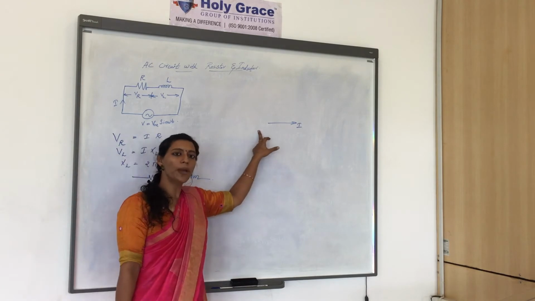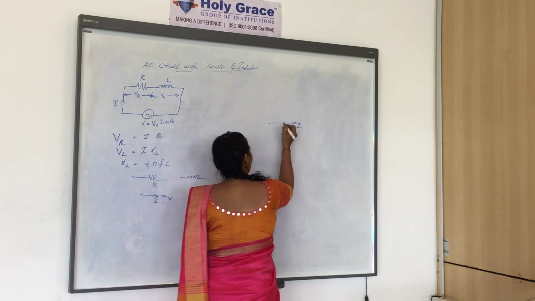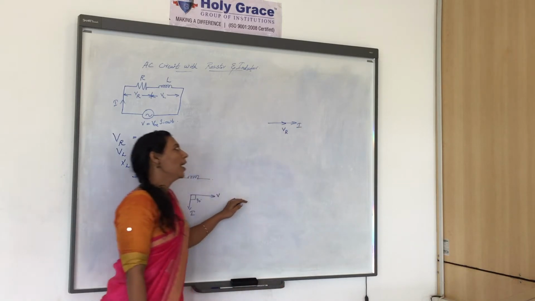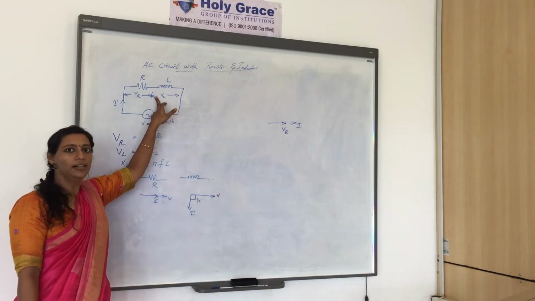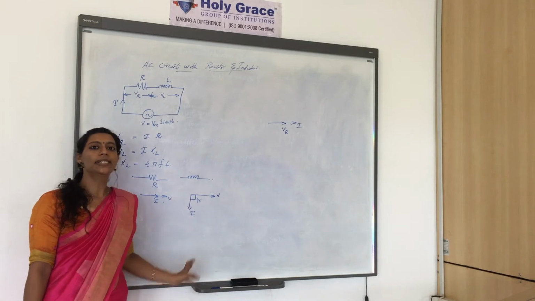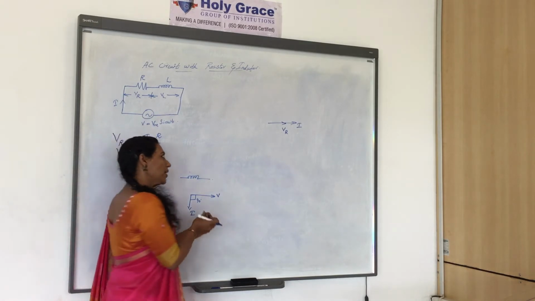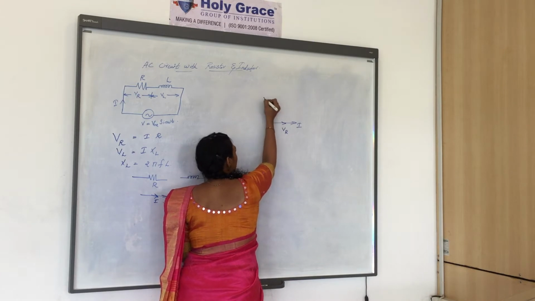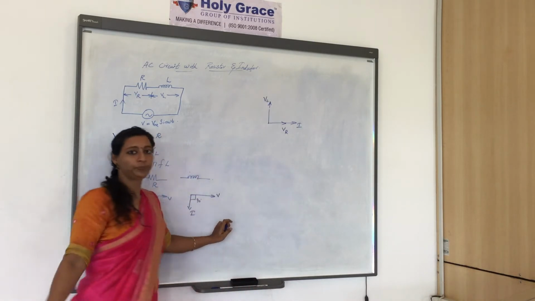Therefore, the voltage drop across the resistor, VR, will be in phase with the current. And in case of VL, the voltage leads the current by 90 degrees.